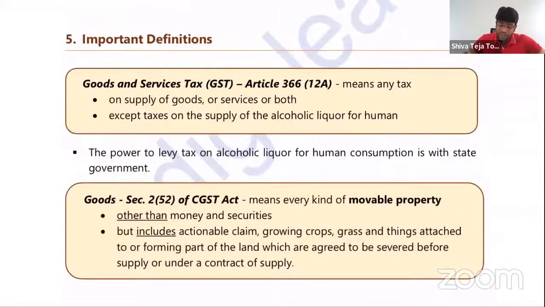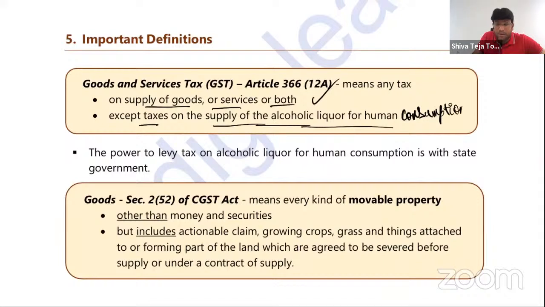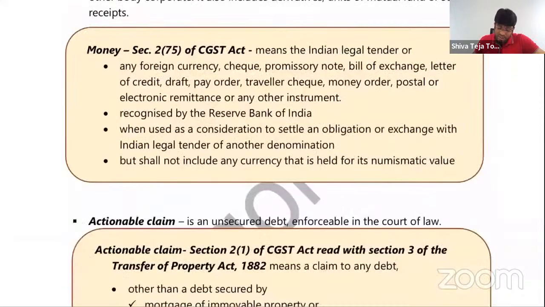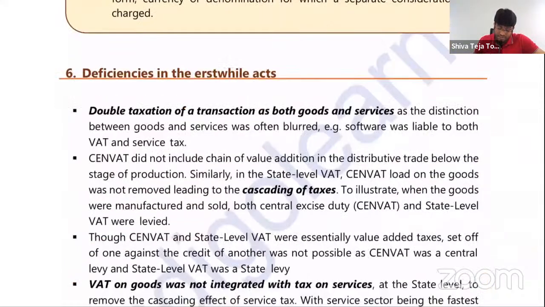And there are some important definitions, my dear friends. Always keep these points in mind. GST is a tax on supply of all goods or services or both, except alcohol, liquor for human consumption. This is, of course, an important point. And always remember the definition of goods, the service definition, the actionable claim definition and all.